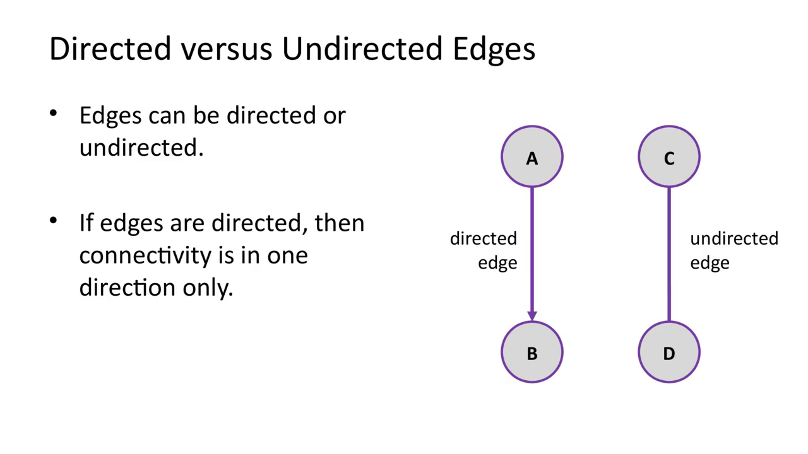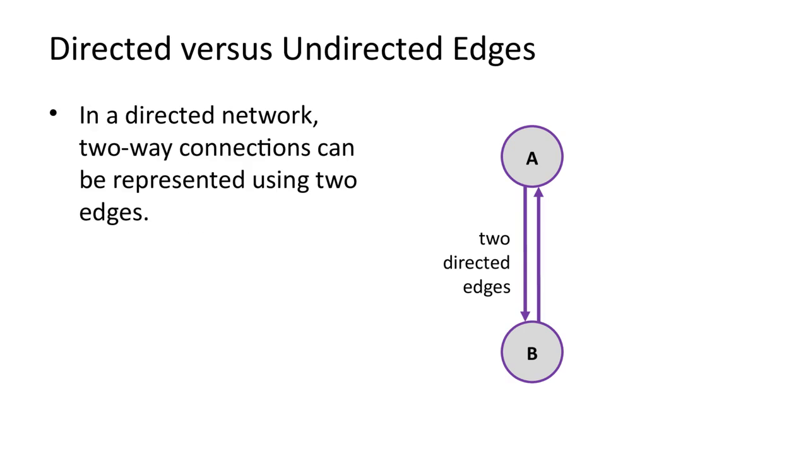Network edges capture an abstract relationship between two nodes. As such, they are usually represented by straight lines. They can either be directed or undirected. If edges are directed, then the connectivity only exists in one direction. In this case, they are usually depicted as an arrow. In the example, there is an edge from node A to node B, but there is no edge from node B to node A.